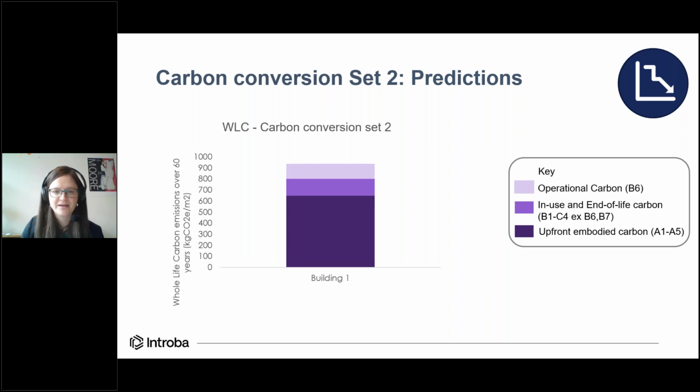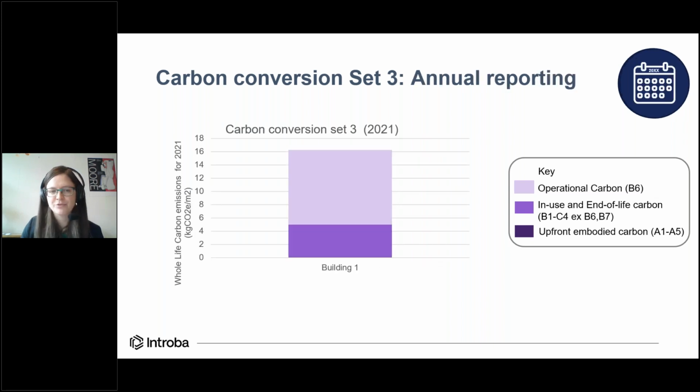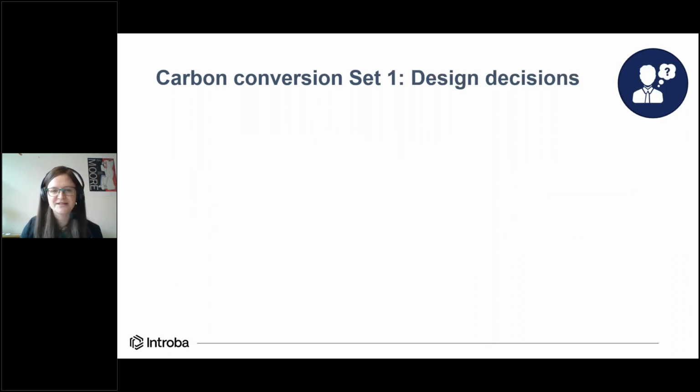Pretty simple. Set 3 is for annual reporting, so this is just for the year. Many organisations need to do corporate reporting, so you look at what energy we used in that specific year and multiply it by a carbon factor associated with that specific year, for our operational energy, and the same for our embodied carbon relating to refurbishment. So that's pretty simple.